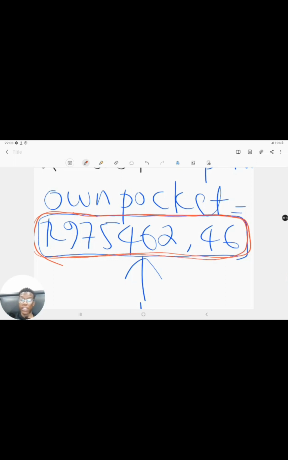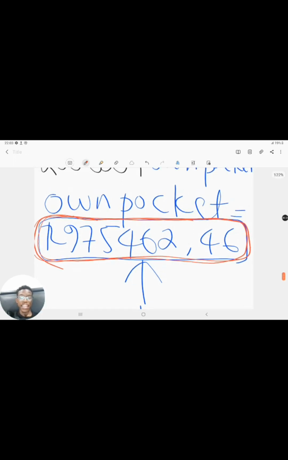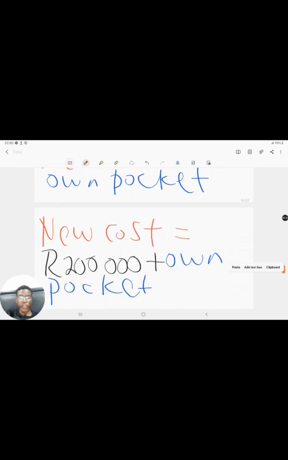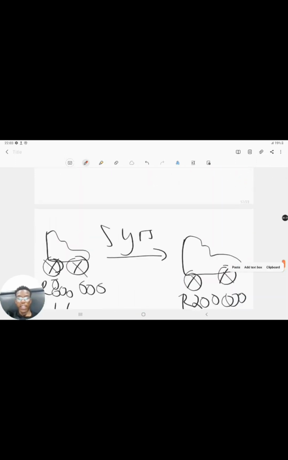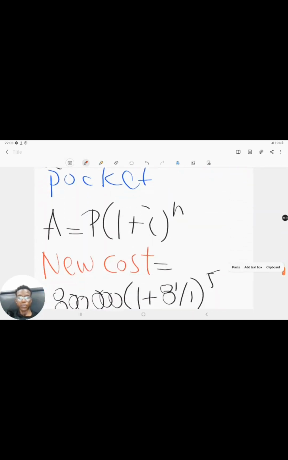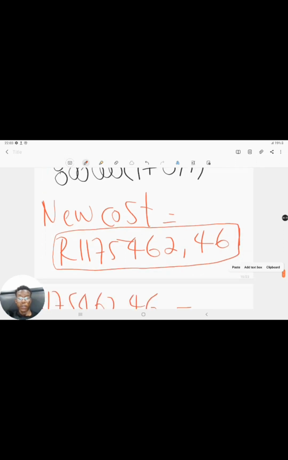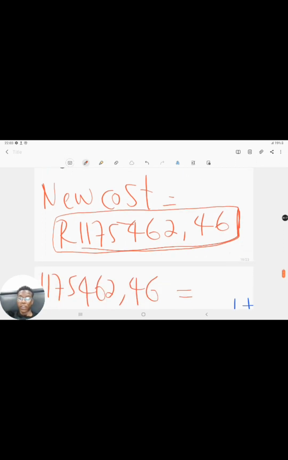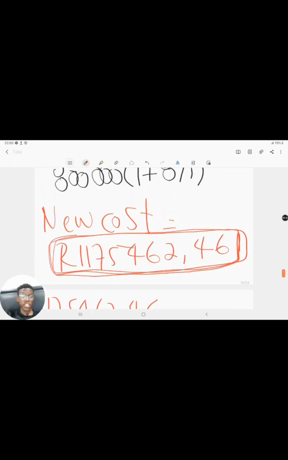For him to be able to get this money so that he can sell his current tractor for 200,000, take that 200,000, add it to this money, and get this new cost that we calculated. This new cost, this value that is more than 1 million there. So in order for him to get to the 1 million, he will need to sell his tractor in 5 years.